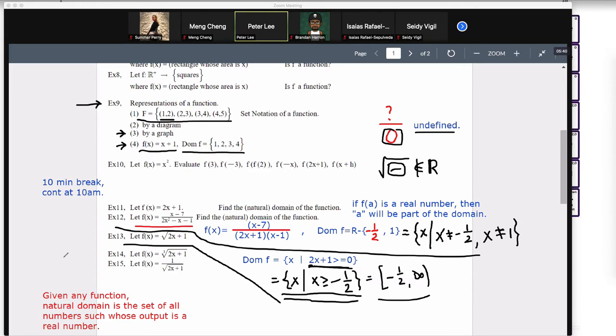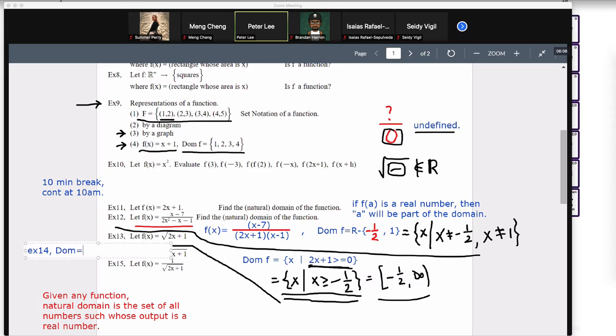How about example 14? What is the natural domain? Example 14. Don, what is the domain of this function? Sorry, domain. You know what? Why did I write over there? I want to write it next to example 14. Let me write example 14 here. So what is the domain?